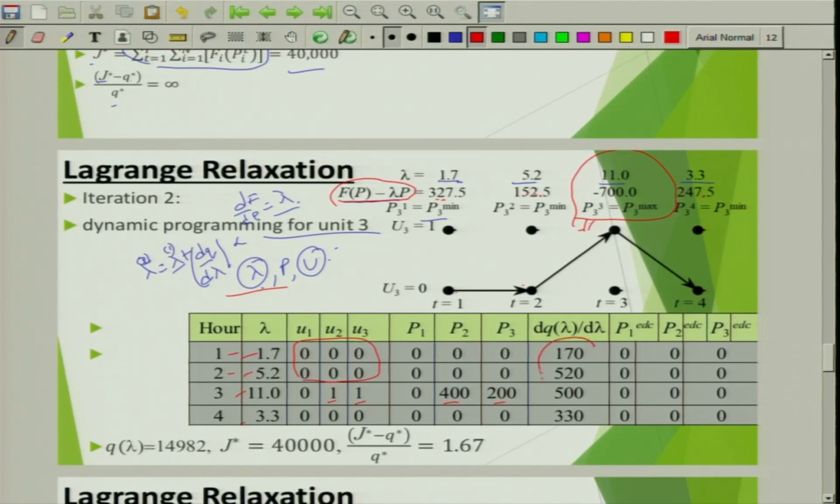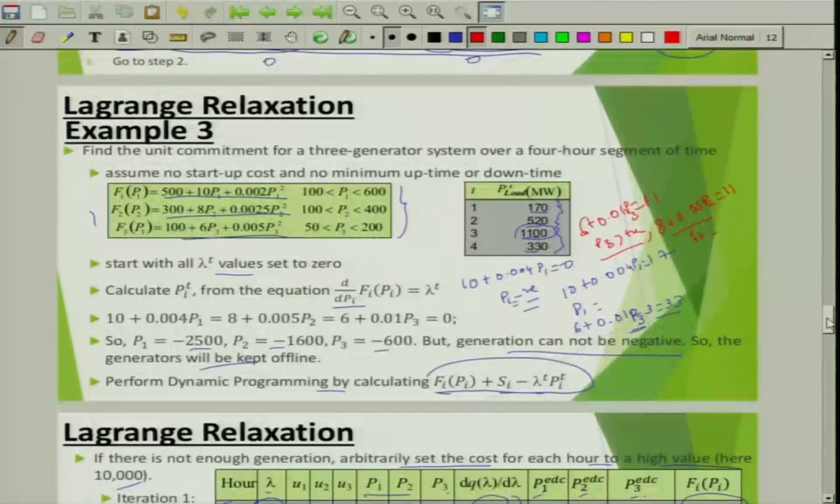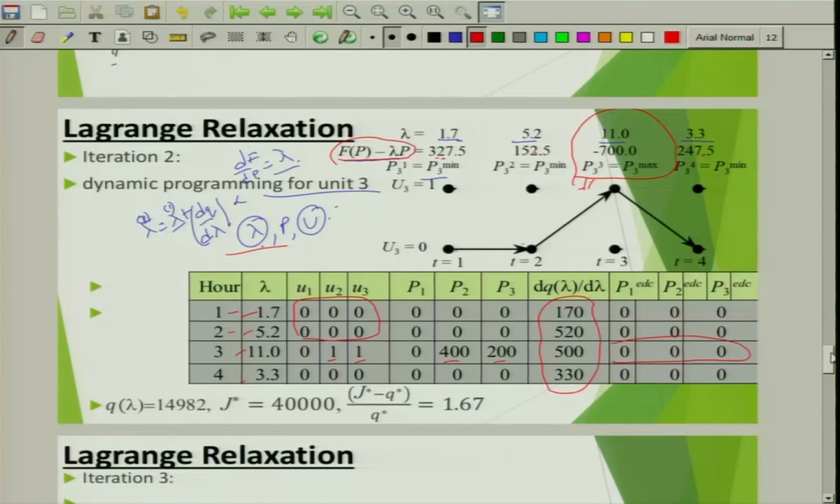And then you obtain dq lambda by d lambda again. Now here also you cannot optimize, because at the third hour what is the total load? The third hour load demand is 1100, because even turning on second generator and third generator, the maximum load that you can cover is 600. So you cannot carry out economic load dispatch. So there is no question of optimizing this generation for the second iteration for all the generators for all time intervals. So now you get the Q of lambda.